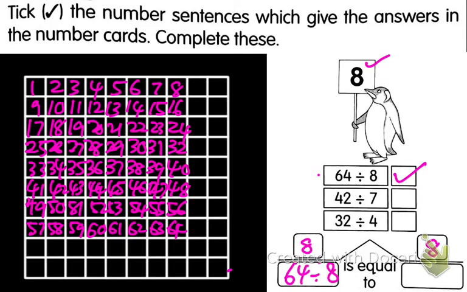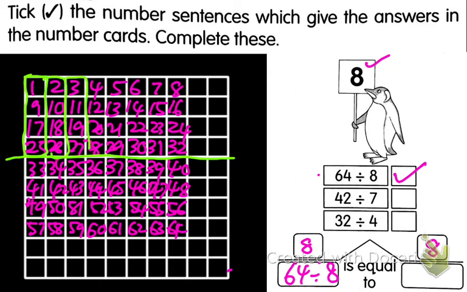Okay, let's see, 32 divided by 4. Okay, 32 is over here. 1, 2, 3, 4. Okay, this is one group.